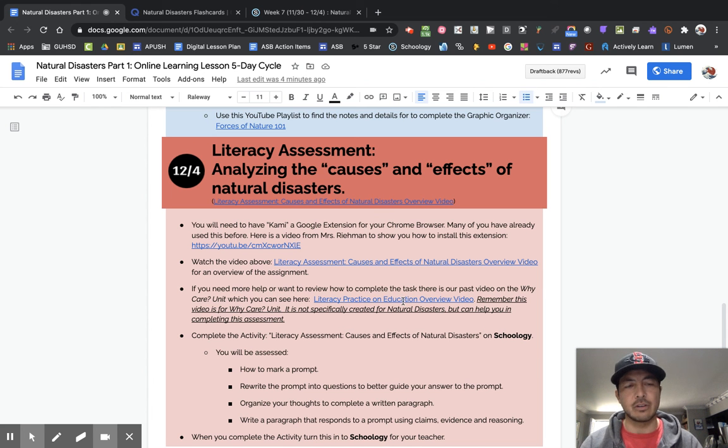We have the same skills: marking the prompt, rewriting the prompt into a question, organizing your thoughts using a graphic organizer or mind map, and then going into your paragraph. Those are all the same steps, but obviously the content is different. Last time was about education. This one's on natural disasters.